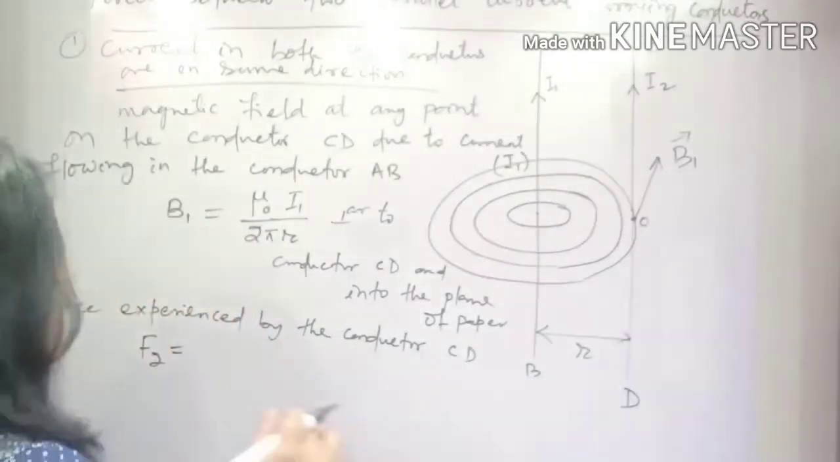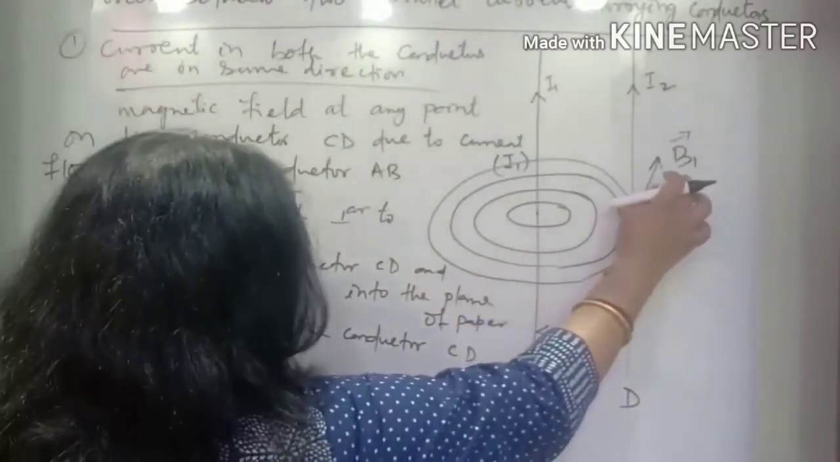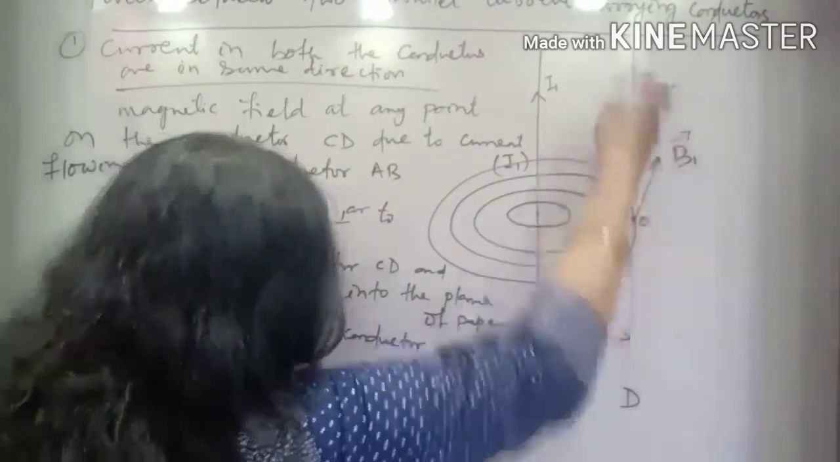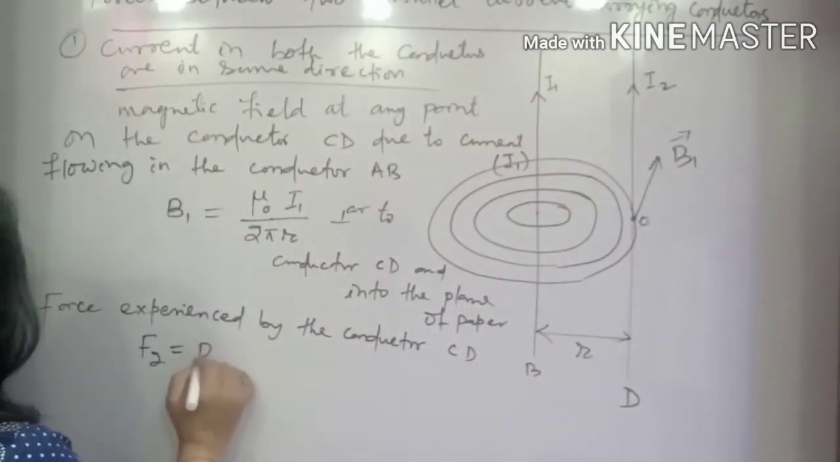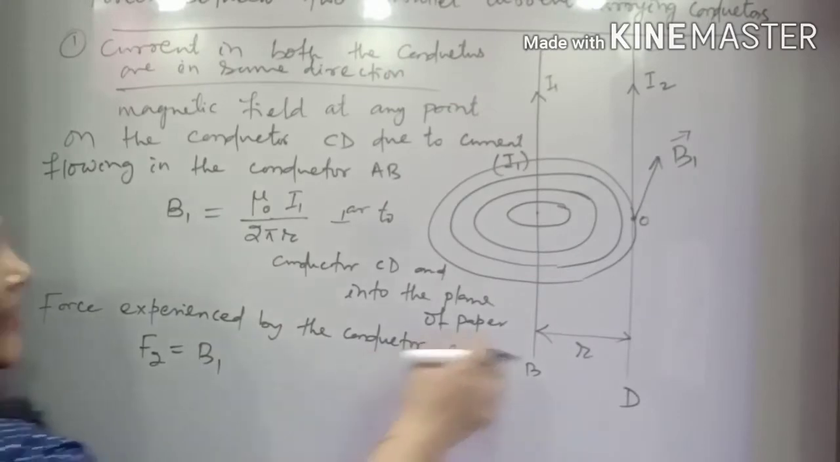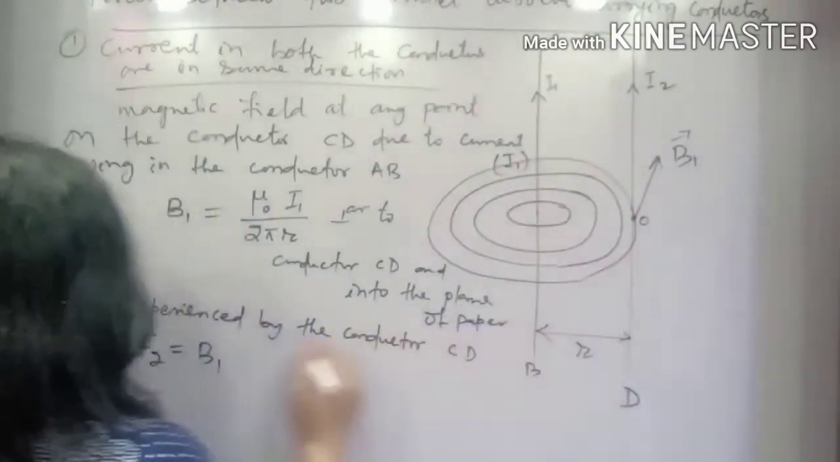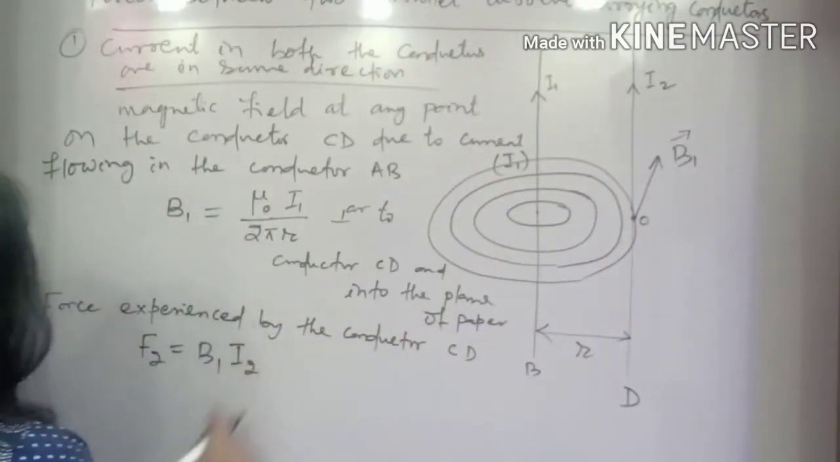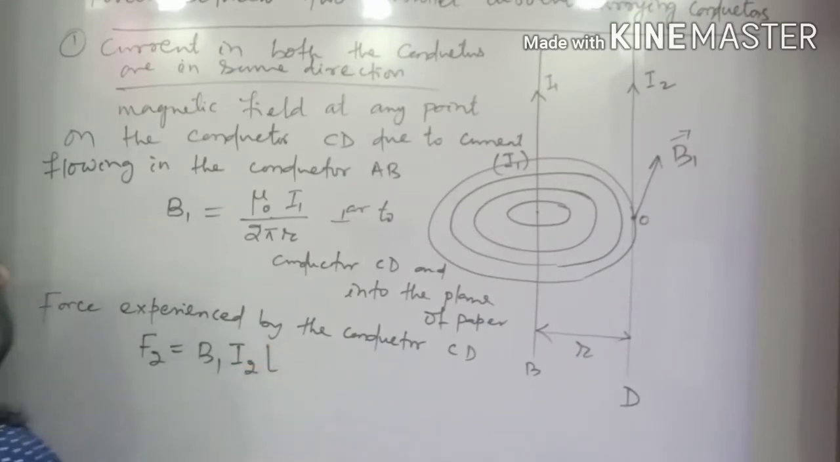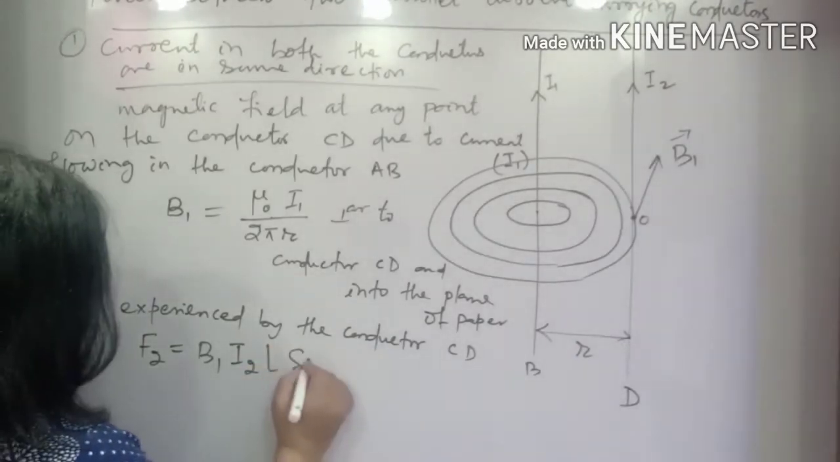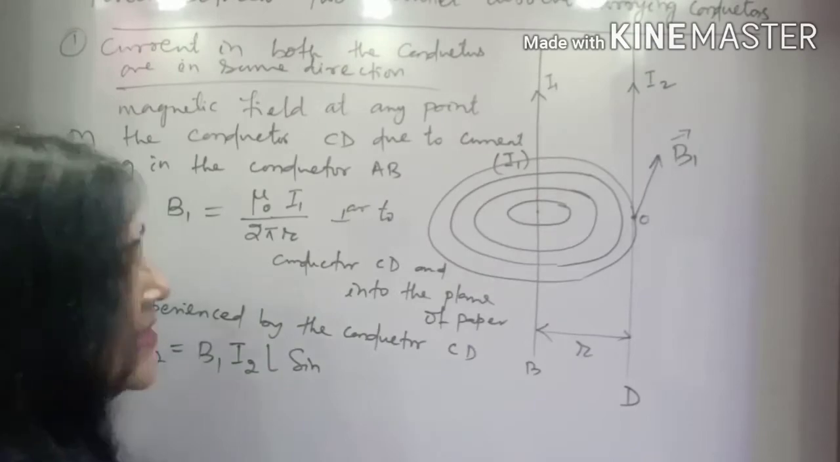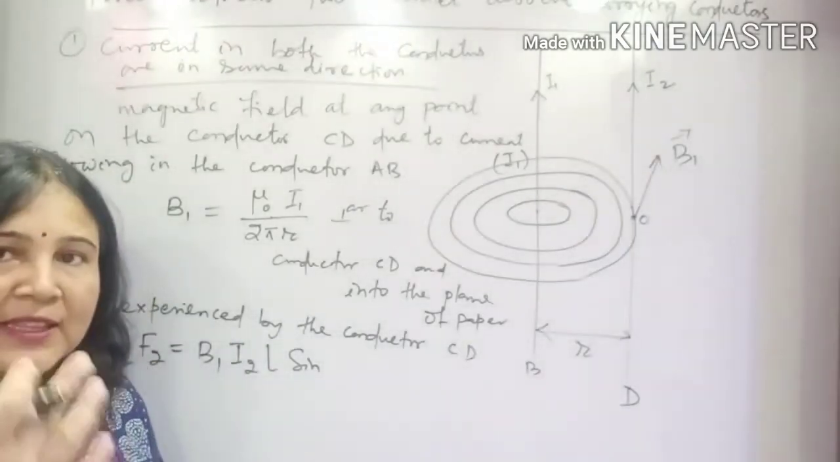Right? Now here what is the B? Actually this is the magnetic field B1 in which the conductor CD is placed. So that's why I'll write this as B1. I is the current through the CD conductor, and that is nothing but your I2, and L is the length of the conductor, and this is sine theta. Theta is the angle between the magnetic field and the length of the conductor.